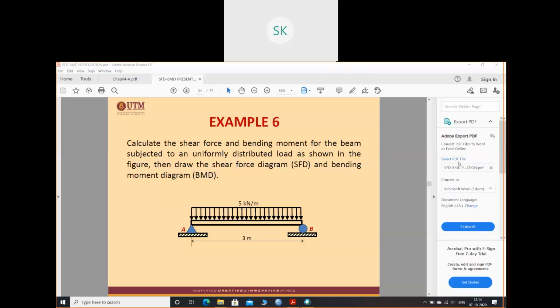Giving 2 minutes. Type in the chat box. What is the support reaction? What are the support reactions in this beam?